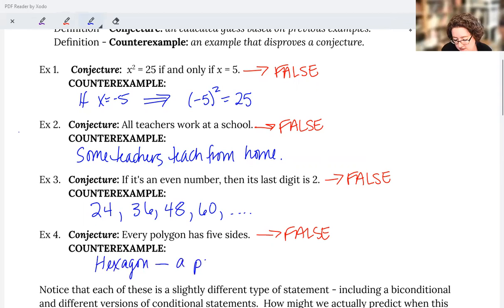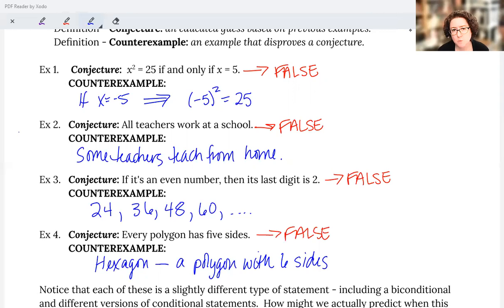It's a polygon. Because again, our definition of polygon is just many-sided figure. Technically, a polygon is anything with 3 or more straight sides. And then how many sides does a hexagon have? Well, it has 6. So there's my counterexample. Could also use octagon, decagon, dodecagon, triskaidekagon, if you want to look that one up. But lots of different counterexamples that you could use.